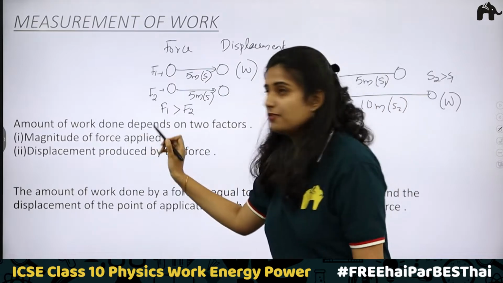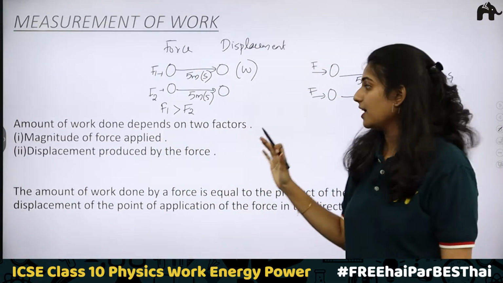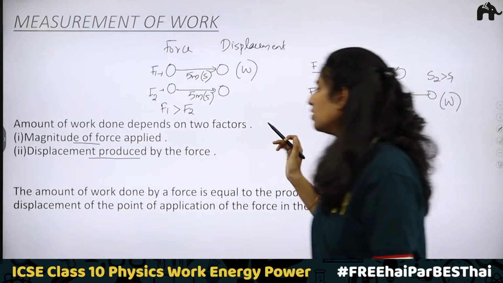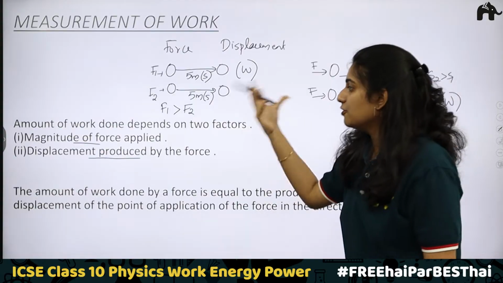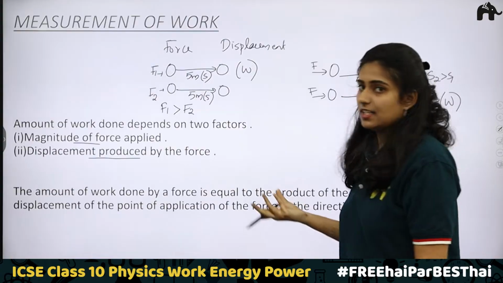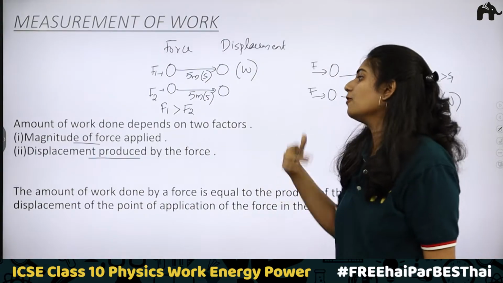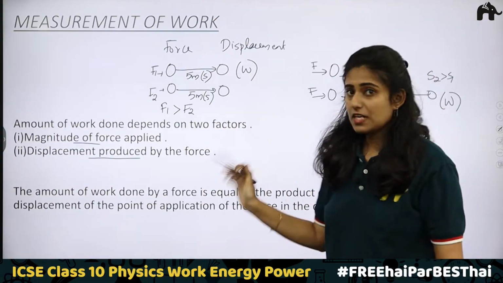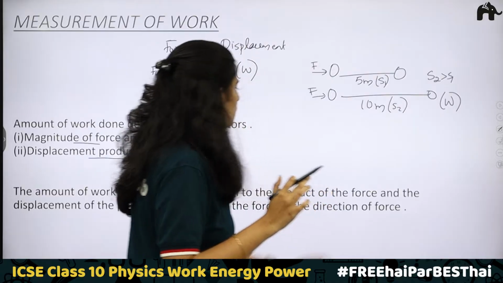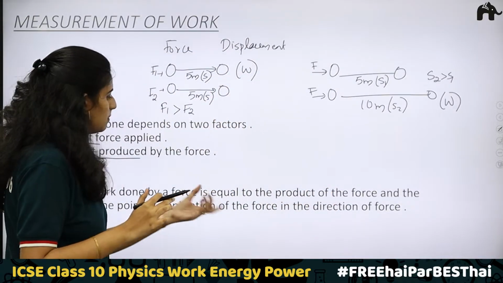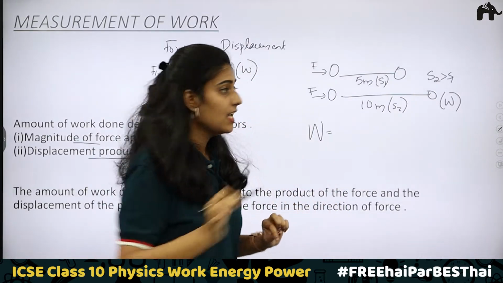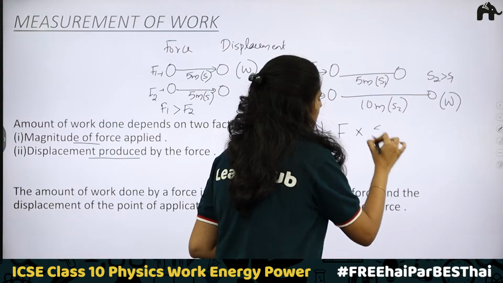Amount of work done depends on 2 factors. What are the factors? First one, magnitude of force applied, and the second is displacement produced by the force. When force increases, work done increases, or if displacement increases, work done increases. Both force and displacement increase, work done increases. Understood? Now, the amount of work done by a force is equal to the product of force and the displacement of the point of application of the force in the direction of force. Work done depends on force and displacement. Work done is the product of force and displacement.